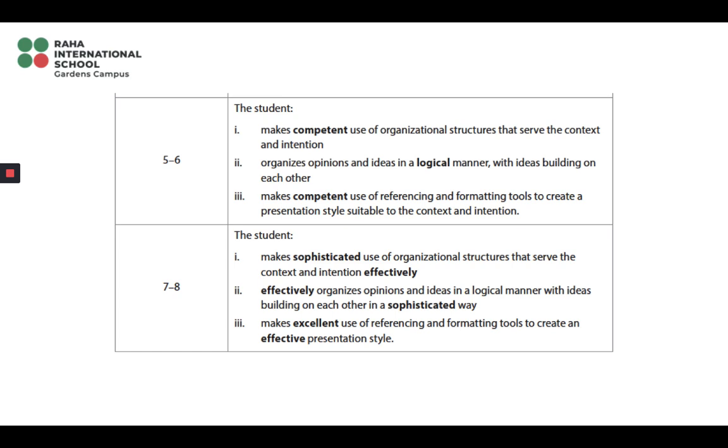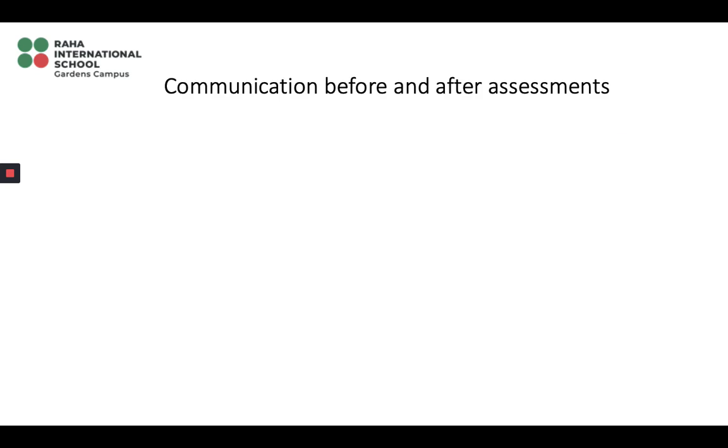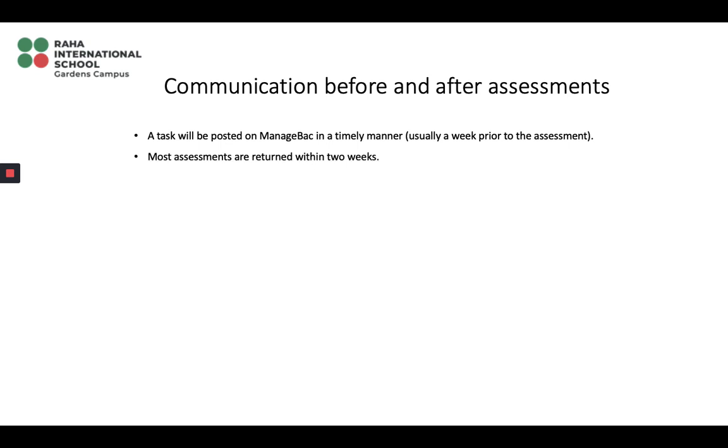So just to give you a quick snapshot of what it looks like. Communication with the students and the parents before and after assessments looks as follows. A task will be posted on ManageBac, so the student will see it pop up in their calendar, normally at least a week prior to the assessment. As far as possible, assessments are returned within 2 weeks.